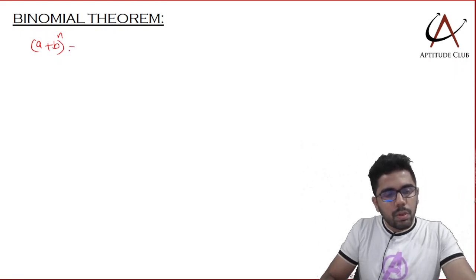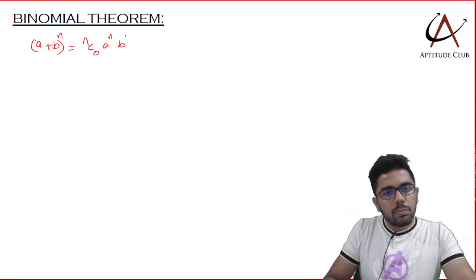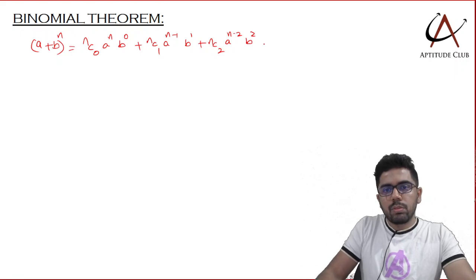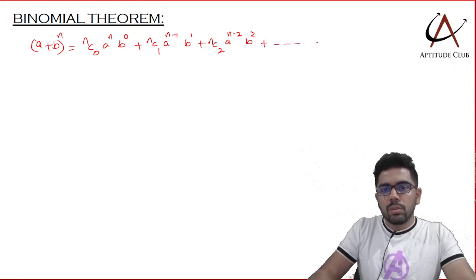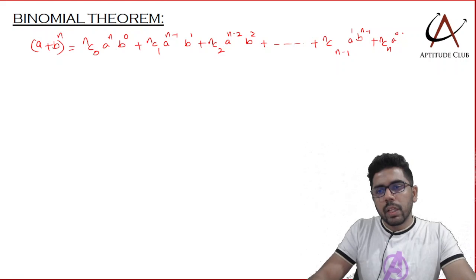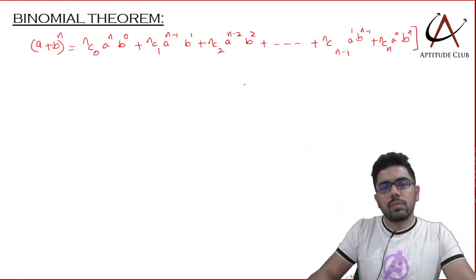So a plus b to the power n, I can write as nC0 a to the power n b to the power 0, plus nC1 a to the power n minus 1 b to the power 1, plus nC2 a to the power n minus 2 b to the power 2, and this goes on like this, nC(n minus 1) a to the power 1 b to the power n minus 1, plus nCn a to the power 0 b to the power n. This is where the theorem ends.